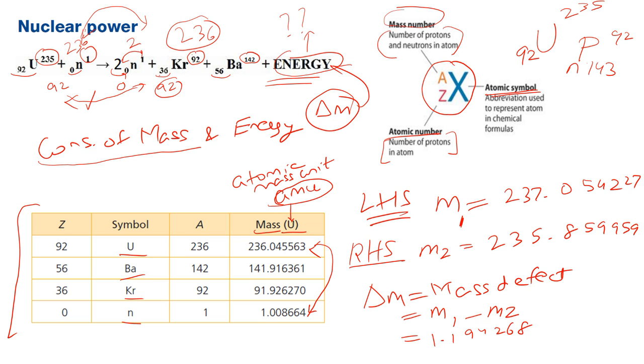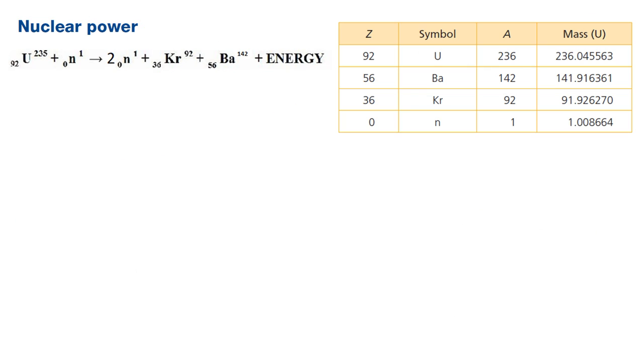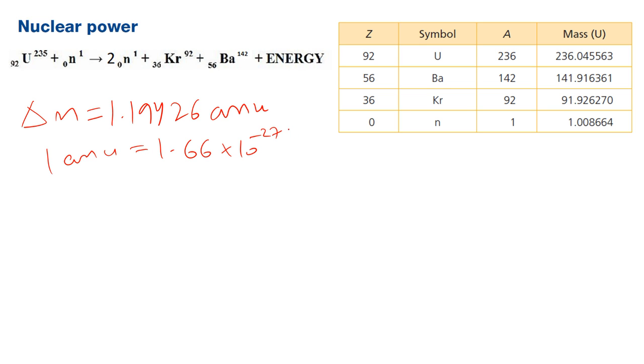So how do we find that? How do you convert the mass? By the way, the unit for this is AMU, atomic mass unit. Let me write down this whole thing again. Delta M was 1.194268 AMU. Now just write down one conversion factor: 1 AMU is equal to 1.66 times 10 to the power minus 27 kgs. So convert the mass defect into kgs and tell me the value.